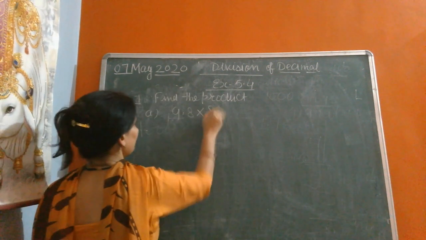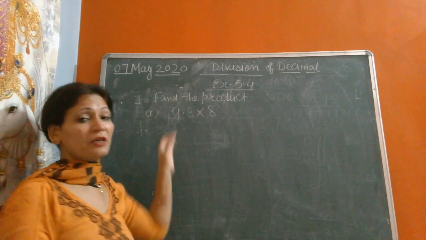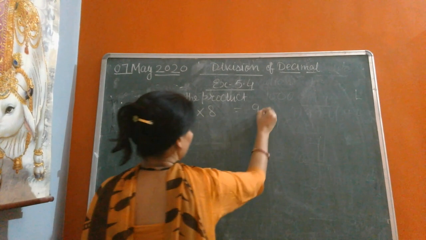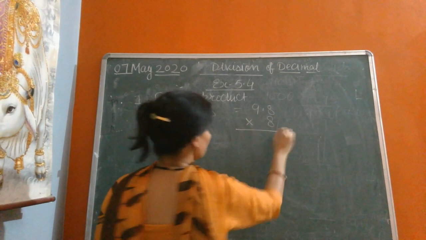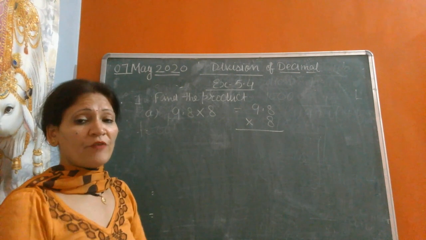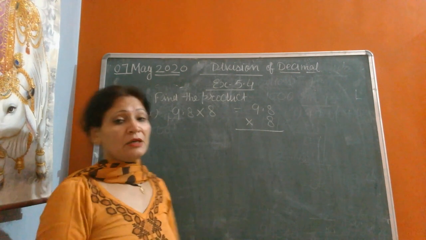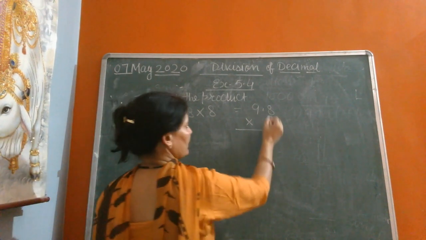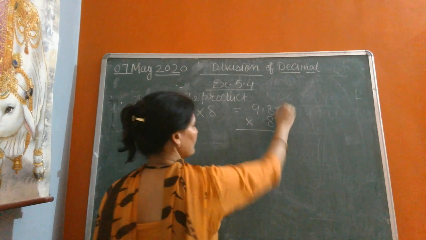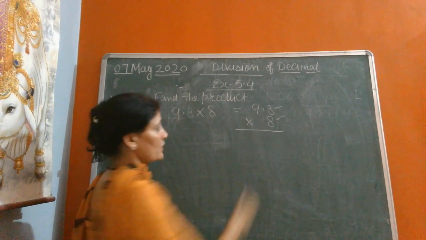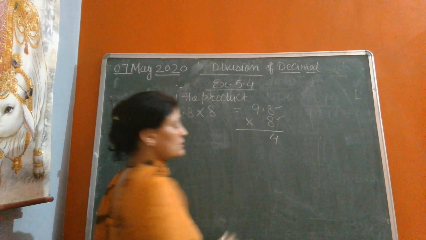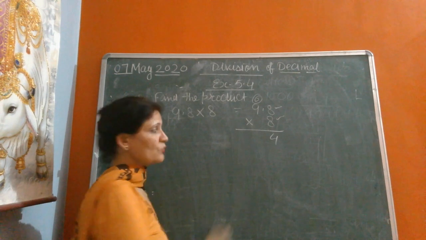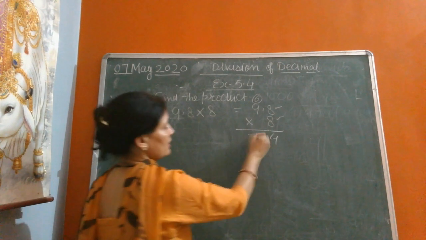First part A, 9.8 multiplied by 8. How to do this question? We can do it directly, and we can also arrange it. I have told you in previous classes, when we multiply the numbers, we ignore the point. First we will multiply 8 and 8, because 8 is in the ones place. 8 8s are 64. 64, write 4, carry over 6. 8 9s are 72. 72 and 6 is 78.